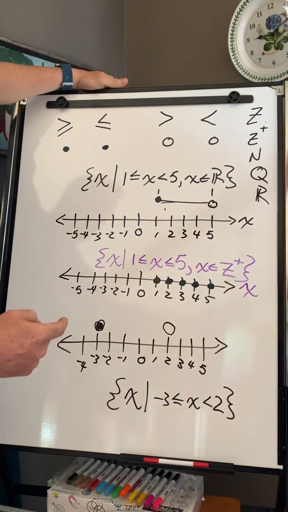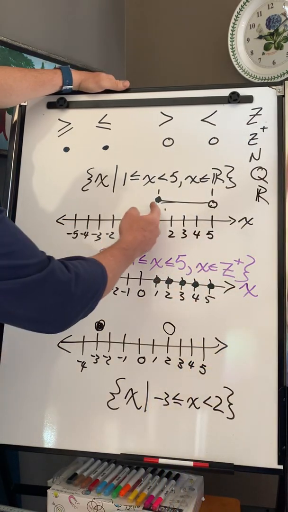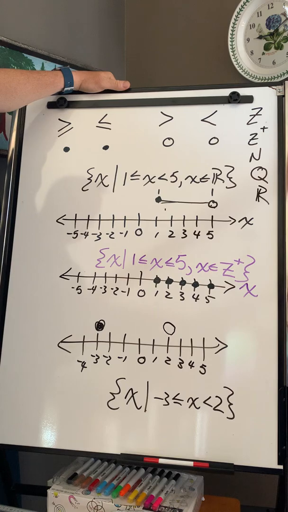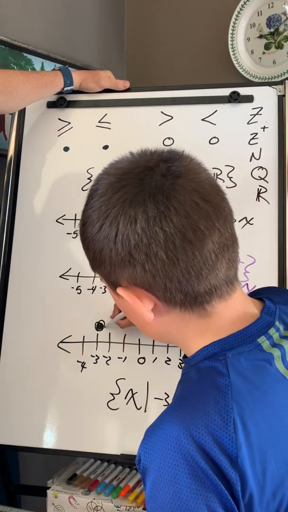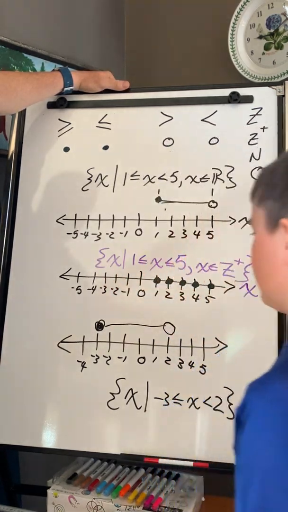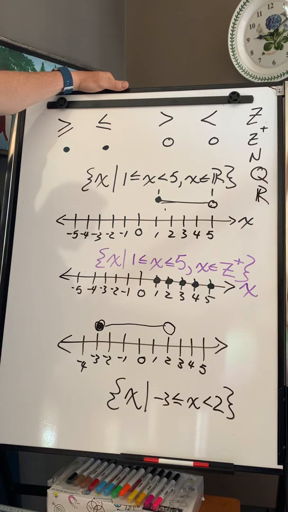And now, because they're real numbers, that means it's a solid line. So I just connect the dots. Awesome. And that's it for section B.